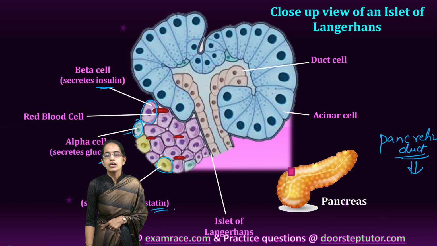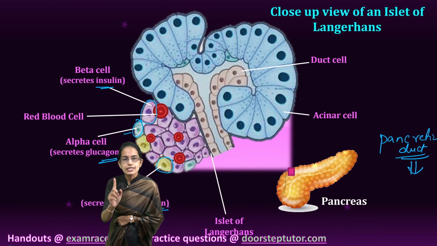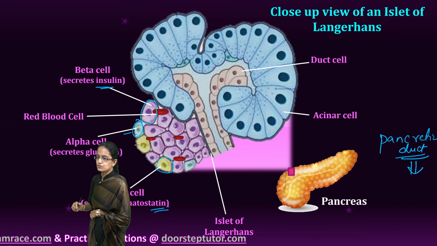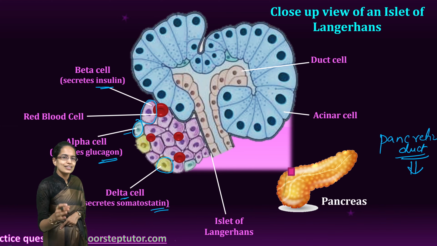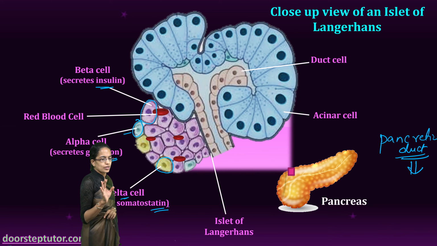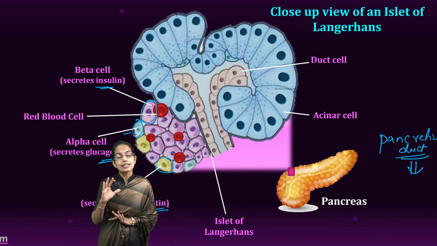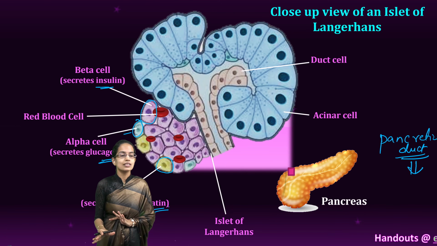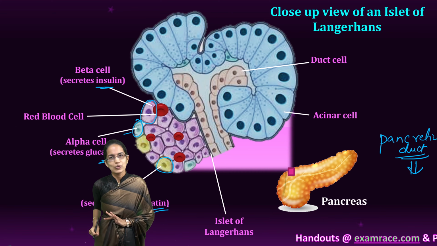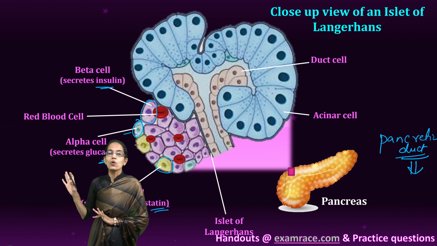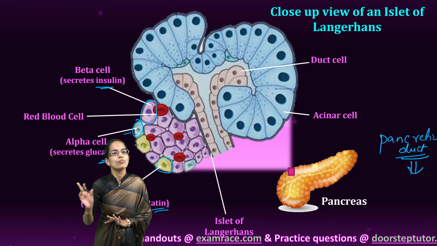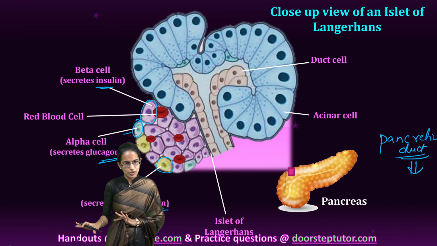which secrete somatostatin. What is somatostatin? Let's understand that first. Somatostatin is an interesting thing that actually inhibits the secretion of both insulin and glucagon. So it controls the secretion of both insulin and glucagon.